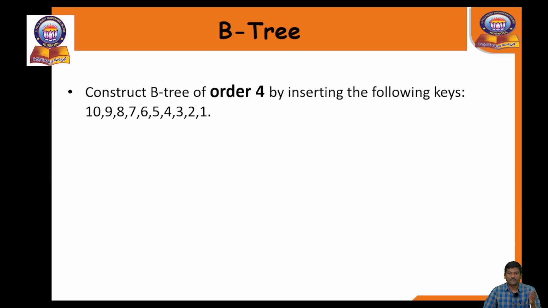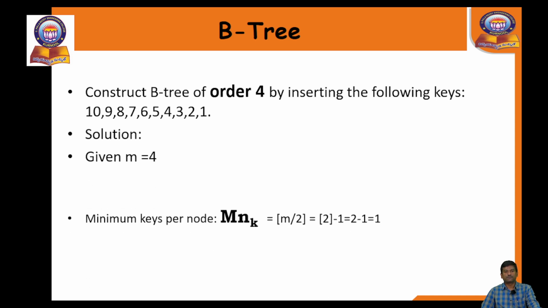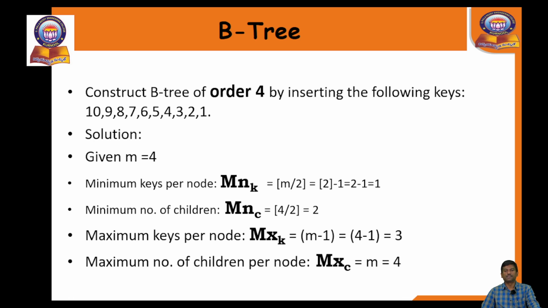Now take for example, if you need to construct, so far we took the order to be equal to 3. Now consider you need to construct the B tree of order 4 by inserting the following keys, that is 10, 9, 8, 7, 6, 5, 4, 3, 2, 1 and so on. So the solution is to find what is the maximum allowable keys. The maximum allowable keys is m minus 1, that will be equal to 3. That is, at any stage you cannot include more than 3 keys in a node.